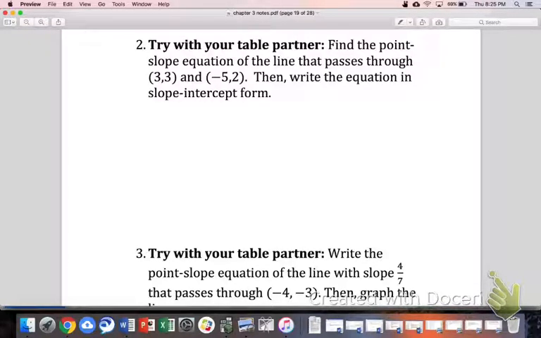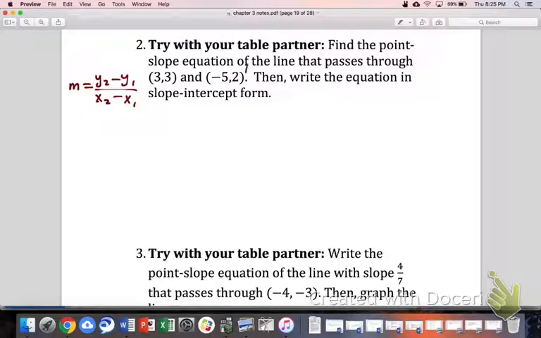Before we do anything, really, we need to figure out what the slope of this line is. We were not given that, and so we're going to need to figure that out first. So I'm going to do that off to the side here. We've done this quite a few times. Let's remember that slope is equal to y2 minus y1 over x2 minus x1. It's the change in the y's over the change in the x's.